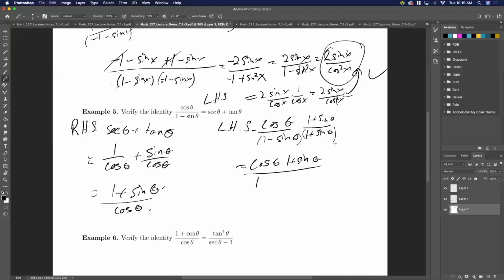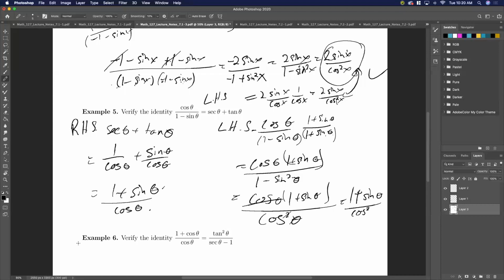So this is 1 minus sine squared theta. And at this point, we know 1 minus sine squared theta is cosine squared theta, because we've seen it a couple times at this point. Cosine theta times 1 plus sine of theta, oops, I forgot my little parentheses, over cosine squared theta. And here, if I cross off one of the cosines, I'm left with 1 plus, sorry, sine of theta over cosine.